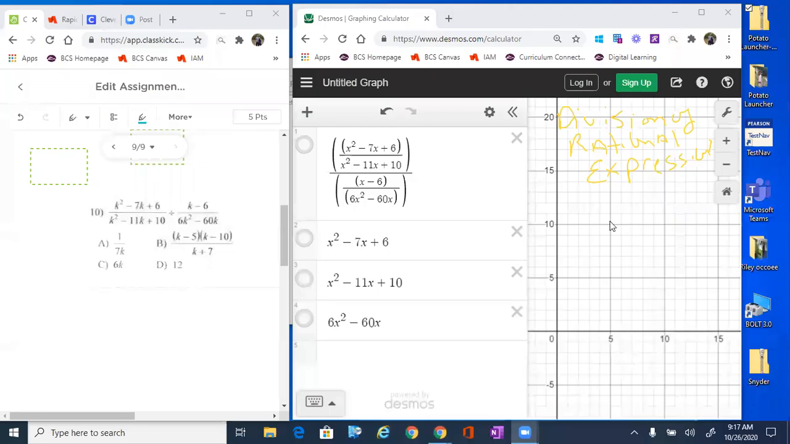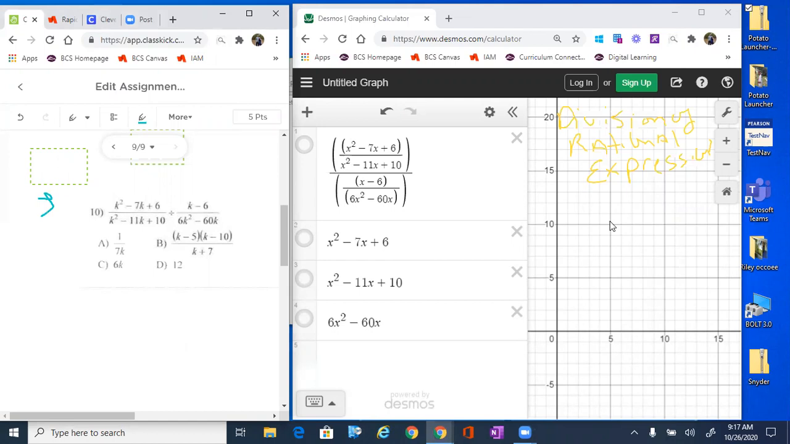All right, we're going to do division of rational expressions in multiple choice. So I'm going to review dividing rational expressions, and then I'm going to go over how to do this if we were to use a multiple choice question. The first thing I've got over here on the right is our problem, k squared minus 7k plus 6 and so forth.